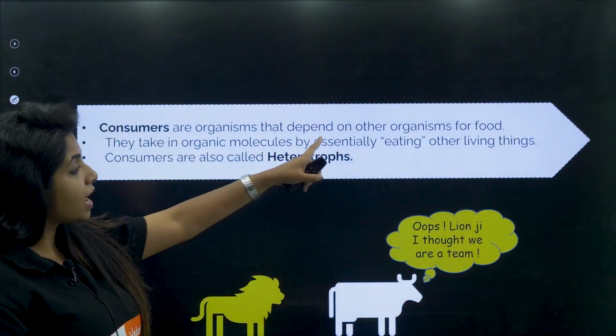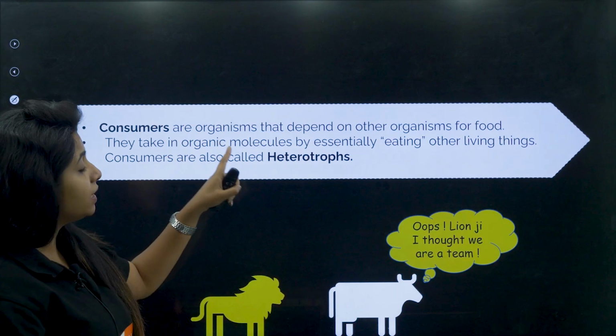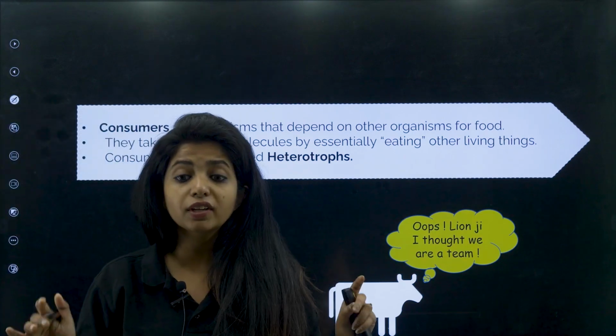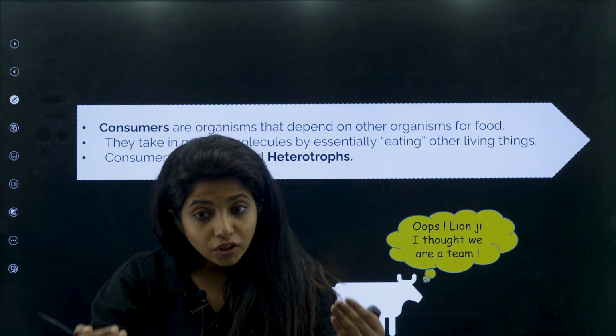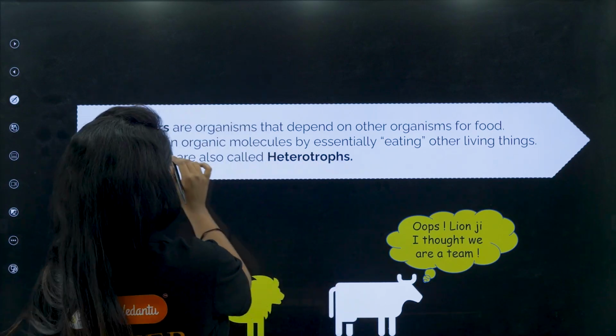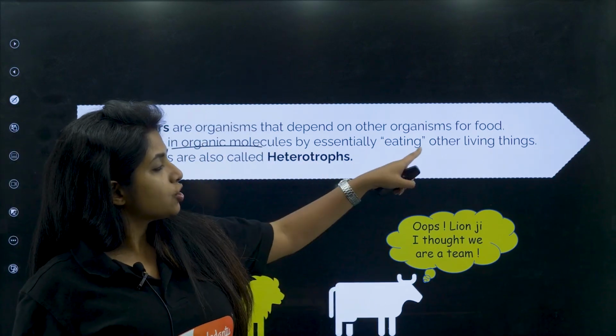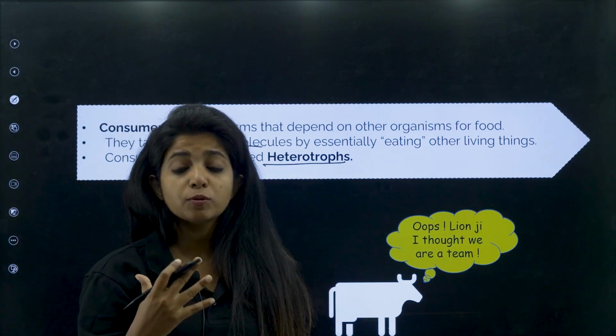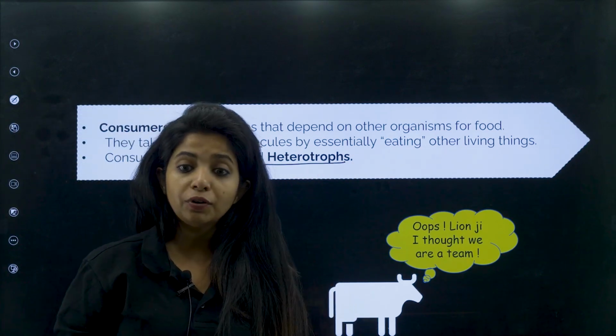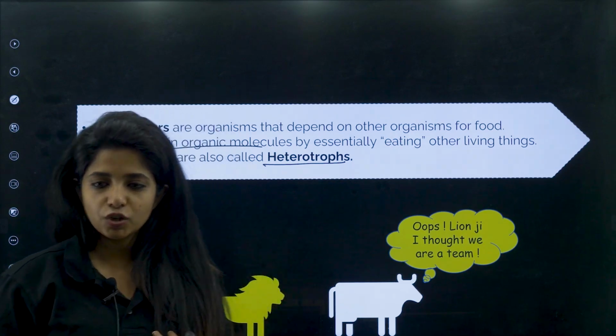Consumers. So consumers are organisms that depend on other organisms for food. They take in the organic molecule. So they do not have the capacity to basically convert inorganic to organic things. So directly they are depending on the organic things that are made by the producers and essentially eating other living things. Consumers are also known as heterotrophs. Hetero means others, trophs means nutrition. They are dependent on others for nutrition. For example, us, we are consumers, my dear children.